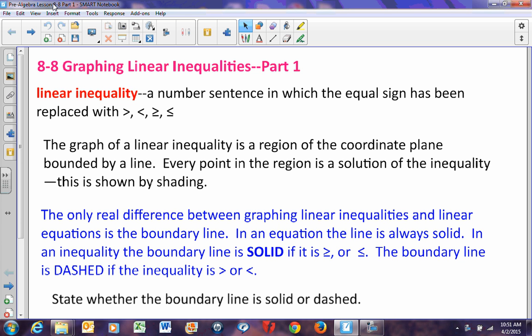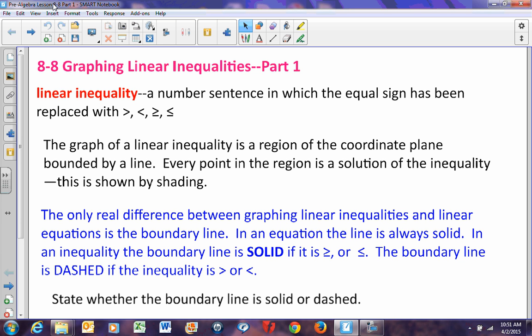The only real difference between graphing linear inequalities and linear equations is the boundary line. In an equation, the line is always solid. In an inequality, the boundary line is solid if it's greater than or equal to or less than or equal to. The boundary line is dashed if the inequality is greater than or less than.